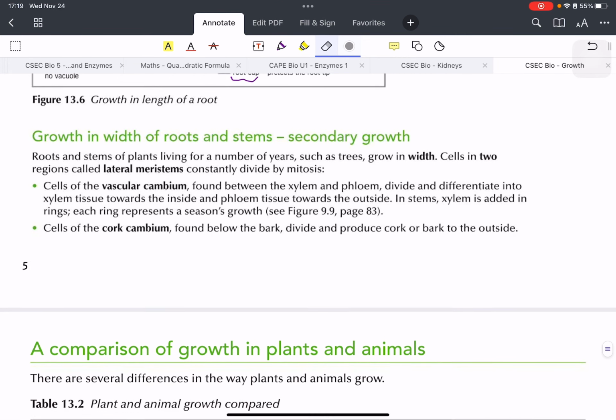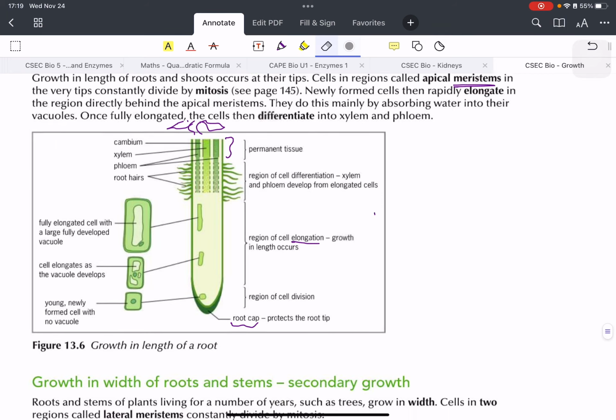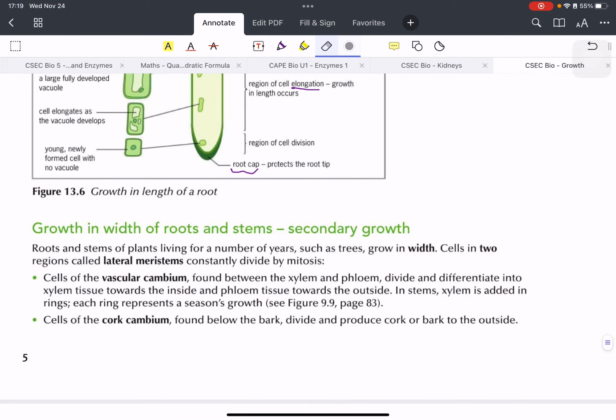Now let's take a look at the growth in the width of roots and stems. So this was the length of the stem, right? It was growing down. But trees and roots also grow in width. They are very thick trunks sometimes in trees, right? So there are actually other types of meristems called lateral meristems. And they do exactly the same thing as normal meristems, except they do it horizontally, right? So they cause the plant to grow wider.